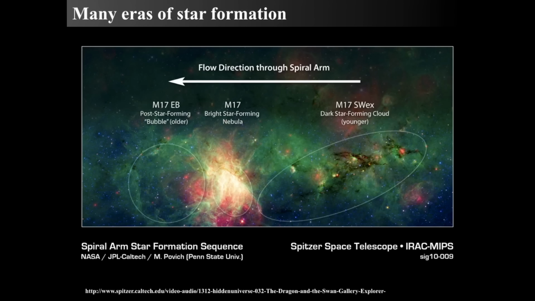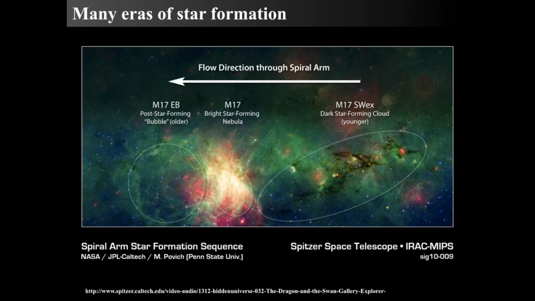And this would be a very old thing, and it's sending out shock waves into the cosmos. All right, so that would show the many eras of star formation by looking down a spiral arm, and this work was a result of Povich at Penn State University, utilizing NASA JPL's Spitzer Space Telescope with the IRAC MIPS instrument.